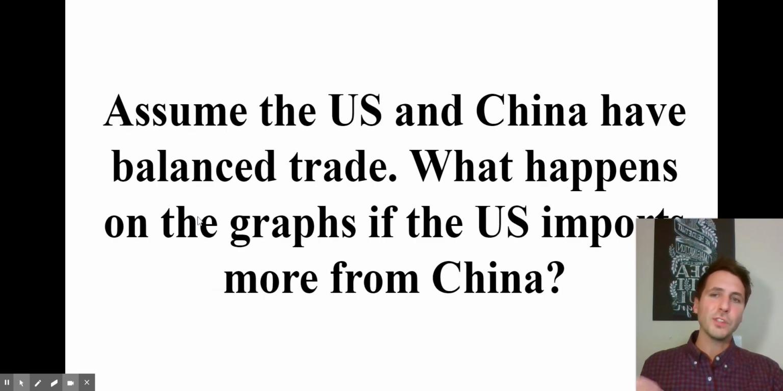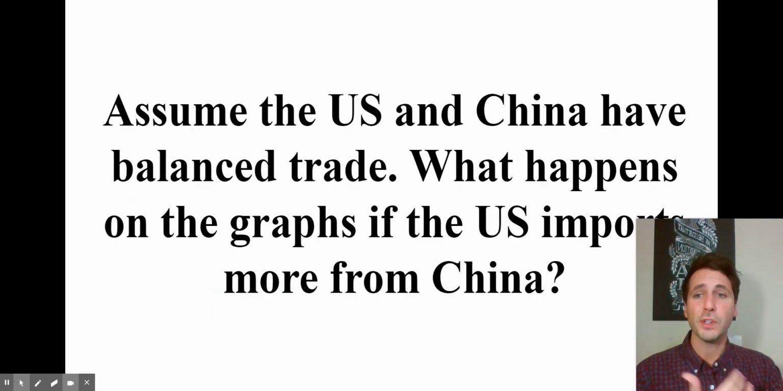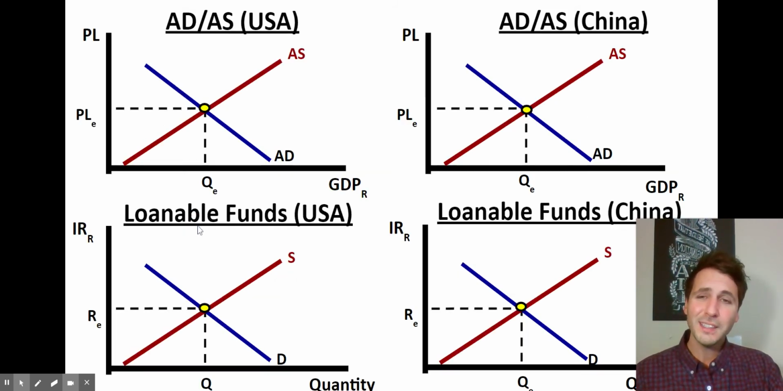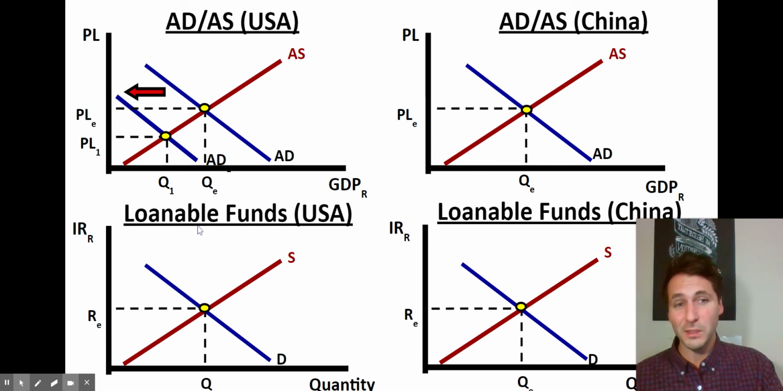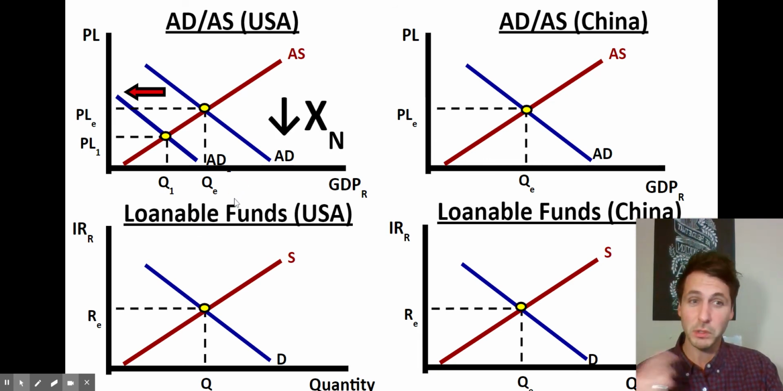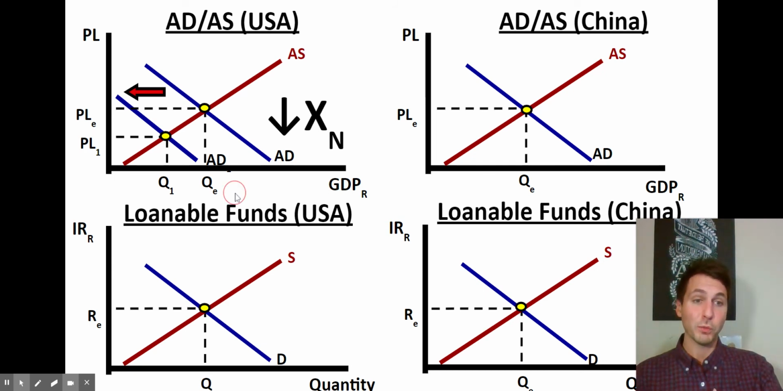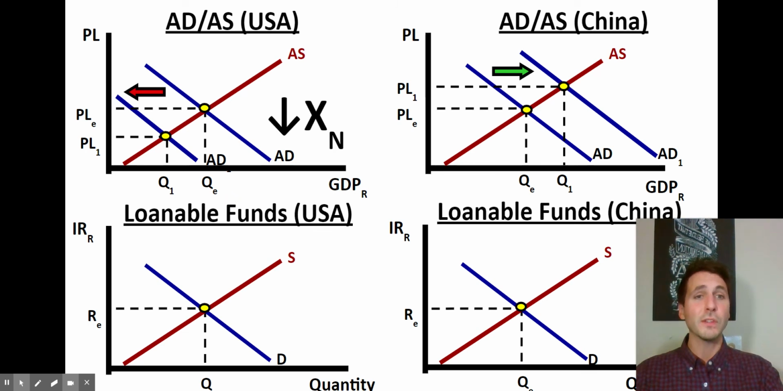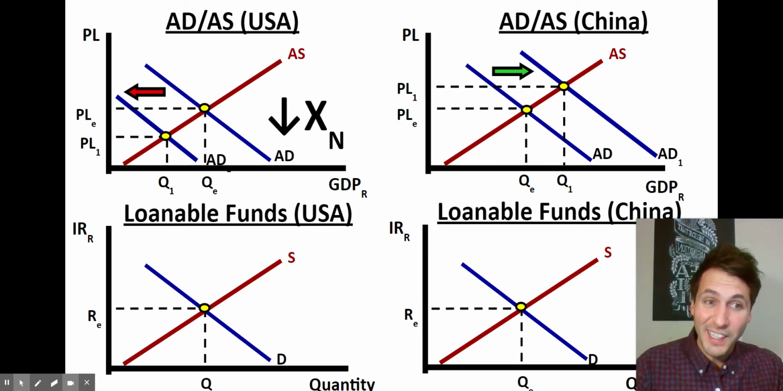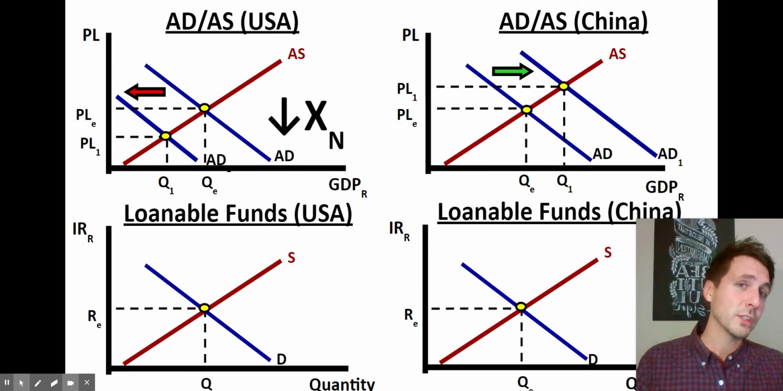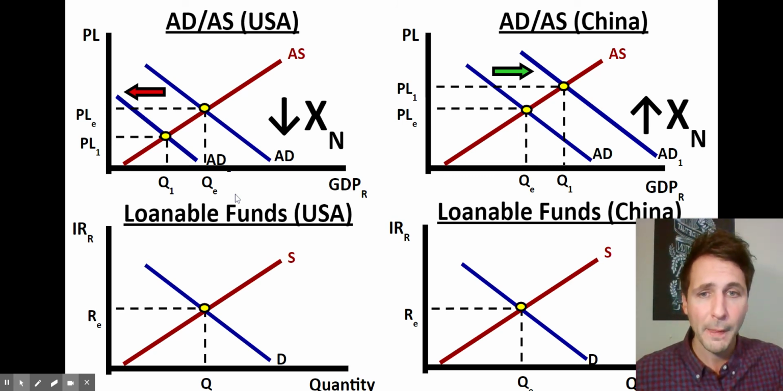So if the United States and China have balanced trade, what happens on the graphs if the US imports more from China? Well, if the United States increases their imports, then aggregate demand is going to shift to the left because net exports has fallen, right? You know that. And from China's perspective, net exports have risen because they're exporting more goods to the United States. So aggregate demand is going to shift to the right.